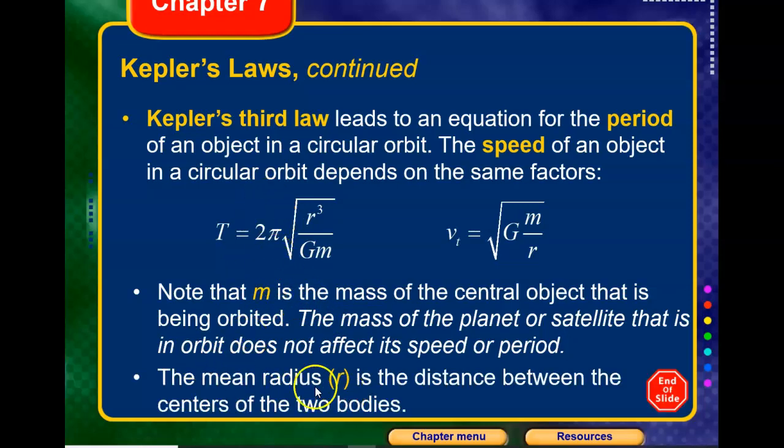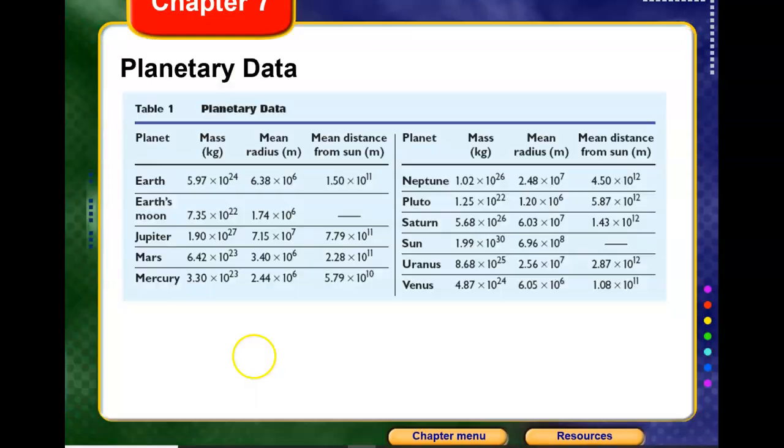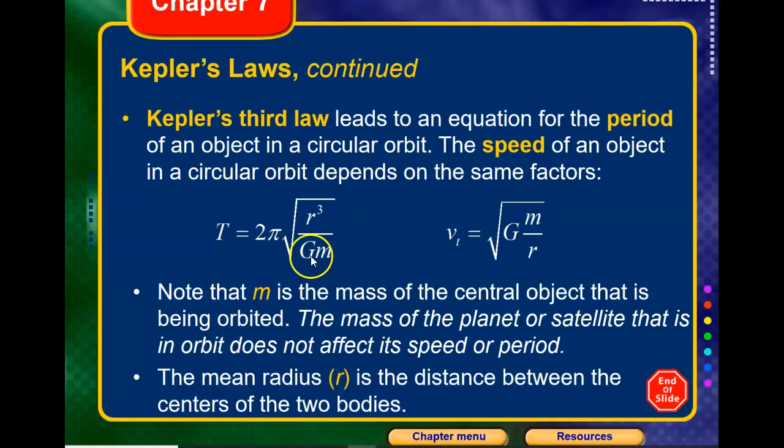And this is a big thing. The radius is the distance between the centers of the two objects, not the surfaces, the centers, the middles of the two objects. So here's some planetary data, some interesting information on the star and the planets of our solar system: the masses, the radii, and the mean distance from the sun. We could use these to figure out the orbital periods and the orbital speeds.